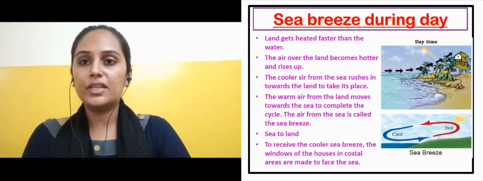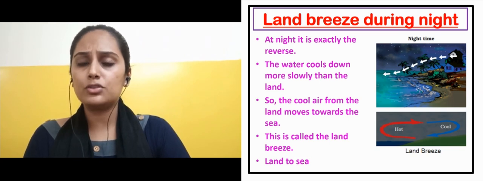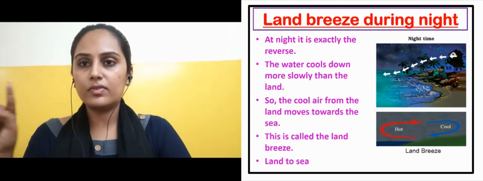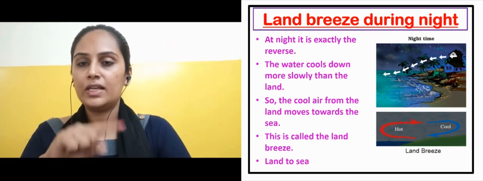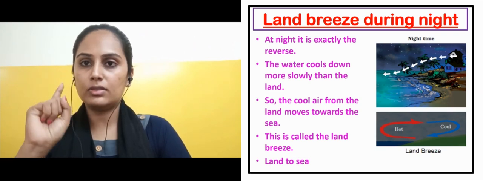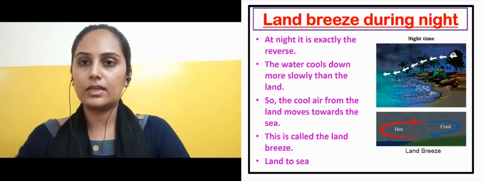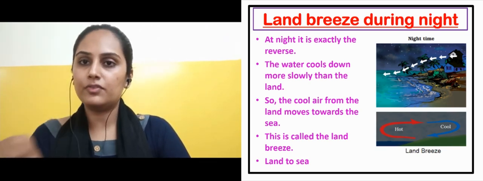Next is land breeze during night. Now what happens with land breeze during night? At night it is exactly the reverse. Daytime we received cooler breeze from sea to land. Hotter air rises up from the land, goes back to the sea, and the cycle goes on. Now at night it becomes opposite, reverse.